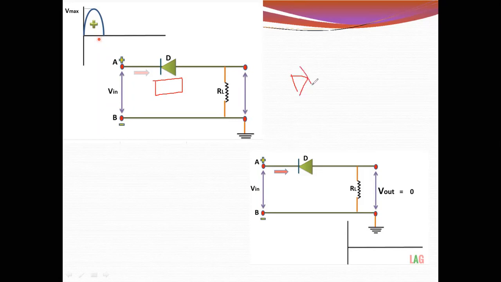This was the symbol of the diode. Okay, this is the symbol of the diode. In the symbol of the diode, the first terminal represents P, the second terminal represents N. Clear? Now we observe in the figure.